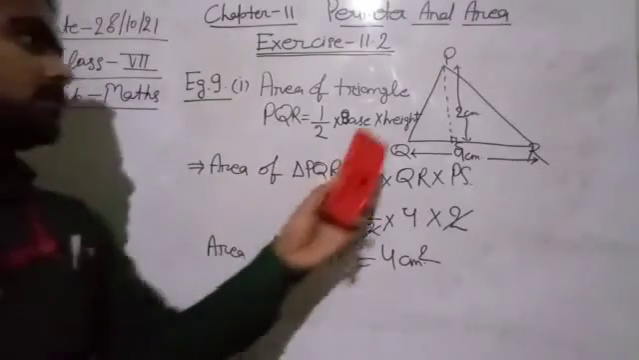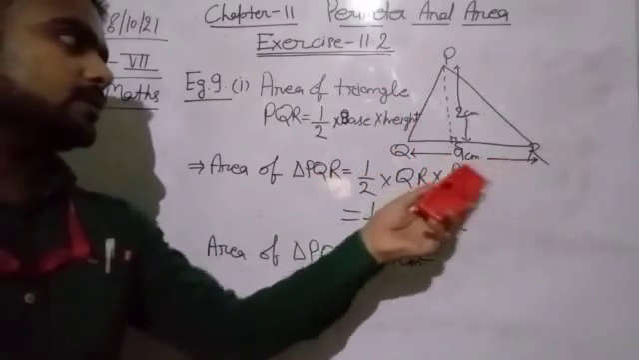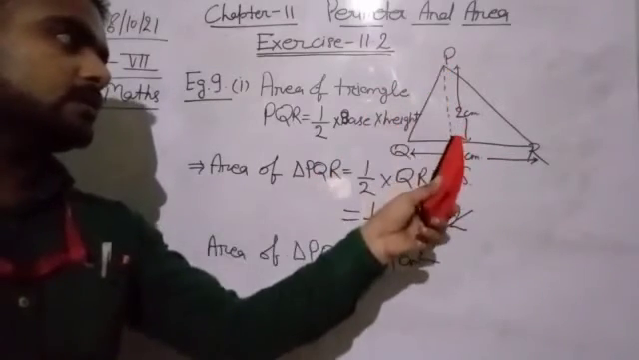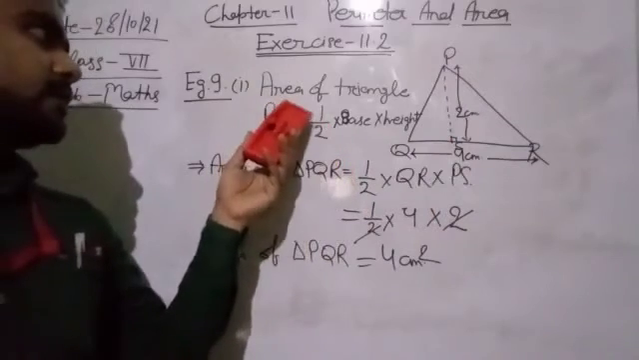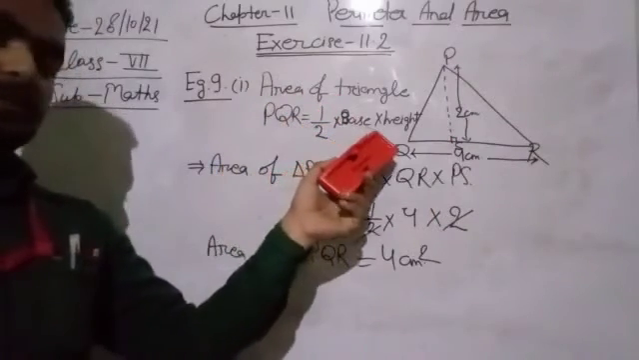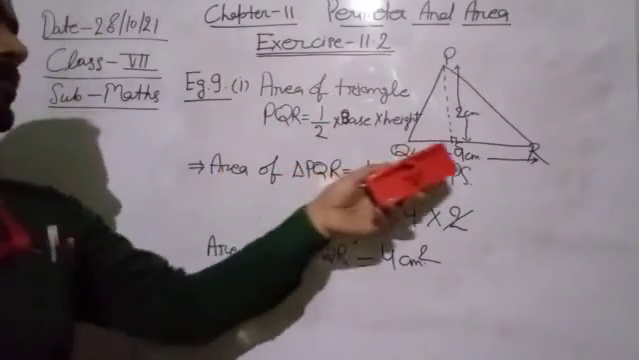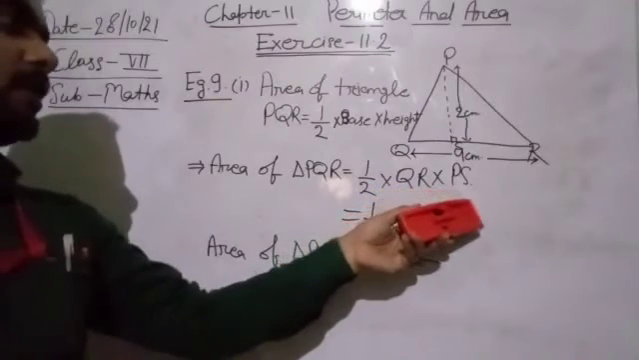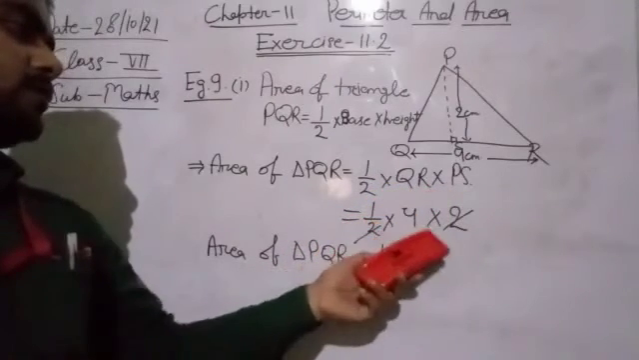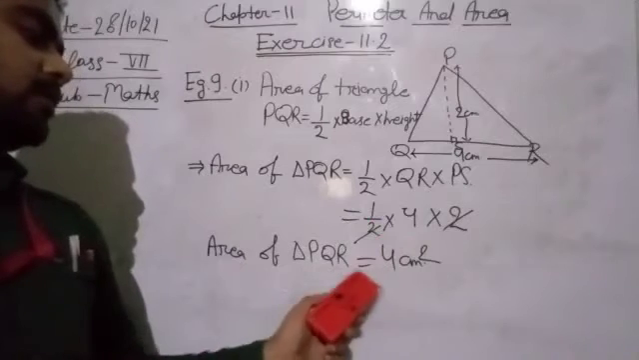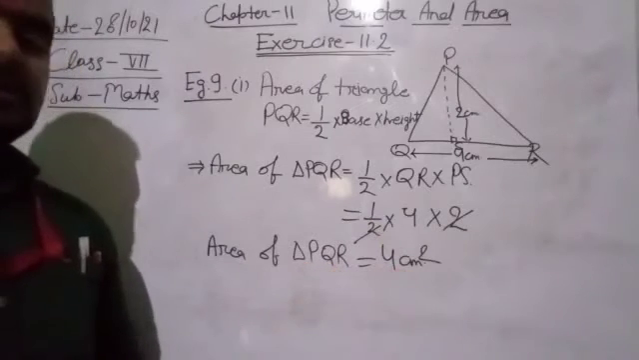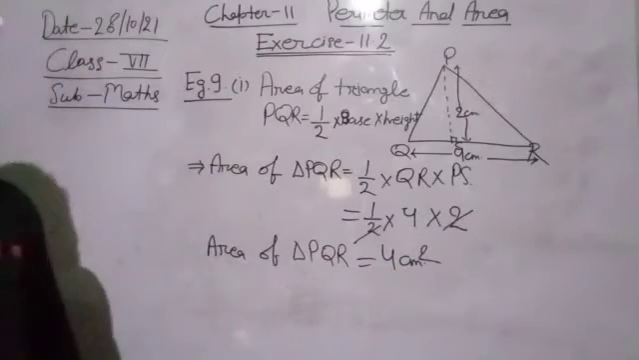So here it is given that the base of the triangle is 4 centimeter and the height is of 2 centimeter. From this information we find area of triangle PQR, that is 1 by 2 into base into height. Here the base is QR and the height is PS. Now we put all the values here, and we find area of triangle PQR is of 4 centimeter square. Now you can note it down.